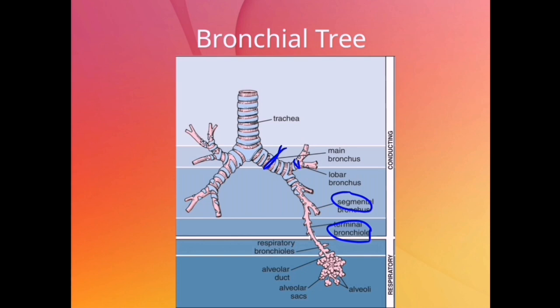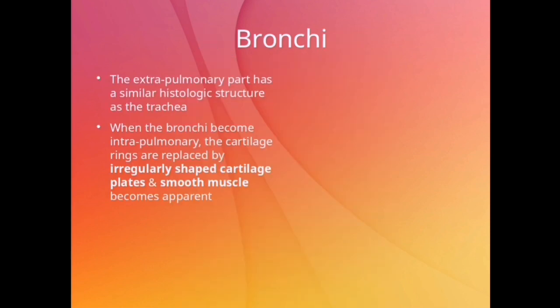And then from the respiratory bronchiole, we go to the alveolar duct, which has these sacs, which we call the alveolar sacs. Within the alveolar sacs, we have the individual alveoli themselves. So let's start with the bronchi. For the larger bronchi, or the extrapulmonary part of the bronchi, they have a similar histological structure to the trachea. When the bronchi become intrapulmonary, that's when the cartilage rings are replaced by irregularly shaped cartilage plates. We also begin to find smooth muscle within the bronchi.